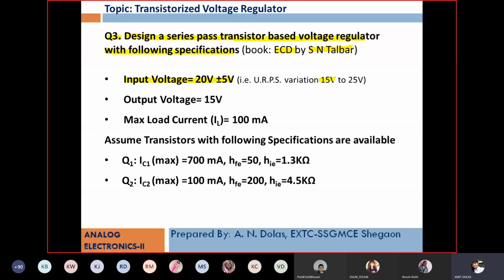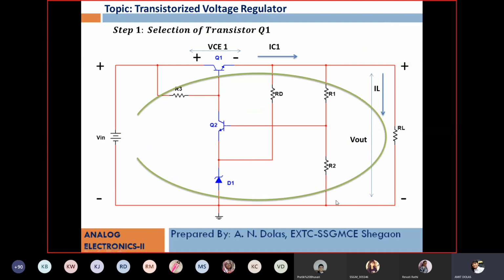So the variation will be minimum 15, maximum 25. Output voltage required is 15 volt. Maximum load current is 100 milliampere. So while calculating power dissipation of transistor 1, don't consider more than 100 milliampere, because no current more than that is going to flow. Assume transistor Q1 has IC max 700 milliampere, HFE is 50, HIE is 1.3K. Transistor Q2 has IC max 100 milliampere, HFE is 200 and HIE is 4.5K.